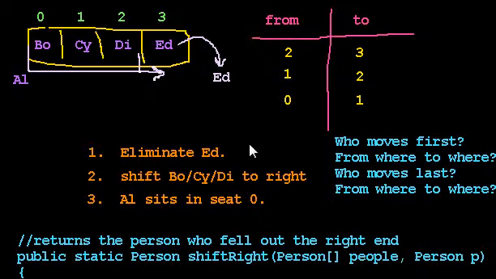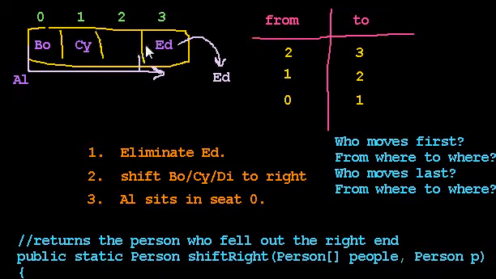And what we realized when we were taking a stab at how to shift Bo, Cy, and Di down to the right, which is really the crux of this problem, is that would mean Di has to move from seat 2 to 3. So, and there are many ways we could do this, but I think the easiest way is definitely to move Di first, and then Cy into Di's position, and then Bo into Cy's position.